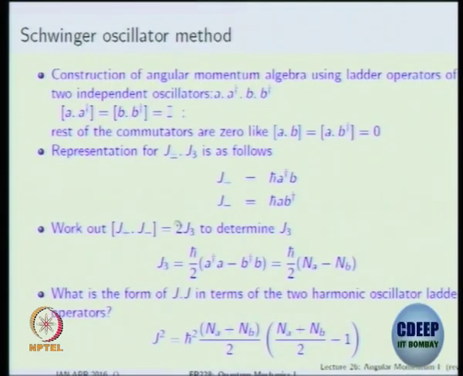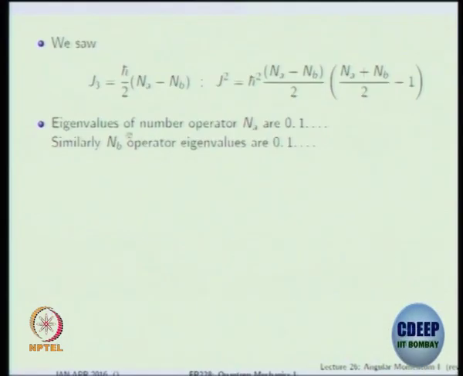Is that clear? So what next? J3 operating on an eigenstate and J squared operating on an eigenstate, they are simultaneous eigenstates, right? Because J squared commutes with J3. So what are the eigenvalues of the number operator of a harmonic oscillator? It starts from 0 and goes on. There is no upper bound.